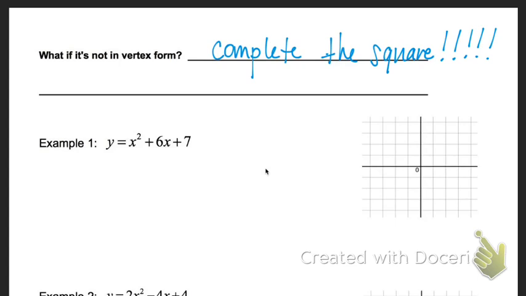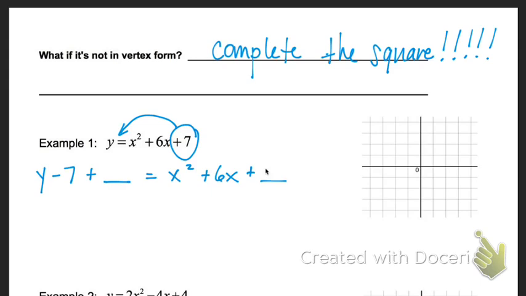All right, so let's go over completing the square. Example 1. This is not in vertex form. It doesn't have the parentheses and all of that. So what you will do is keep your x squared on the right side, and keep this 6x, but bring the number to the other side. So I'm going to have y minus 7 plus blank equals x squared plus 6x plus blank.